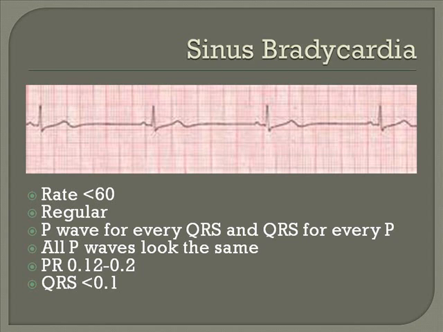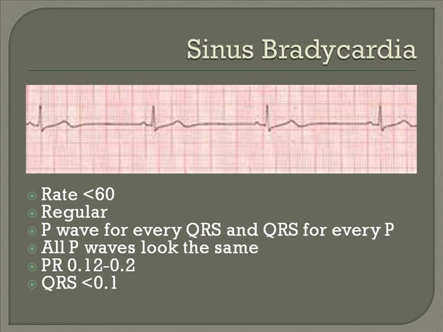There's still a P wave for every QRS and QRS for every P, and all the P waves still look the same, and the PR interval is still the same of 0.12 to 0.20, and a QRS is still narrow. Now, when we look at this specific strip, we count the QRS complexes, that gives us a rate of 40 beats per minute.